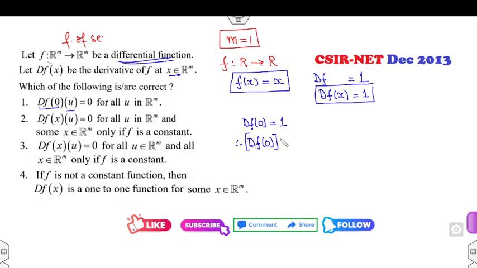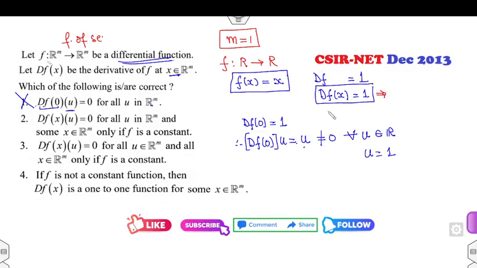This is the derivative into u, that will be my u, and he said it is 0 for all u in R. That's wrong. If I choose u equal to 1, then it will be non-zero. So the first option is cancelled. Second option, df x. Df x is this quantity.